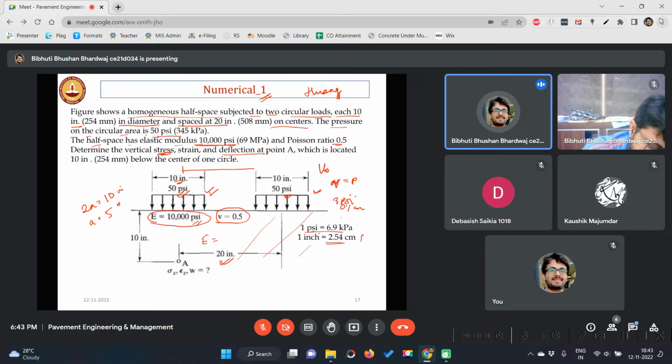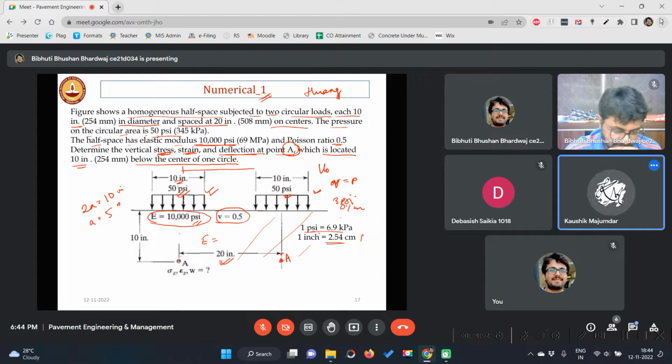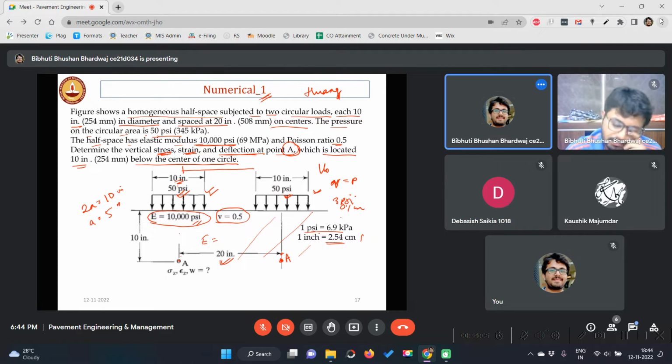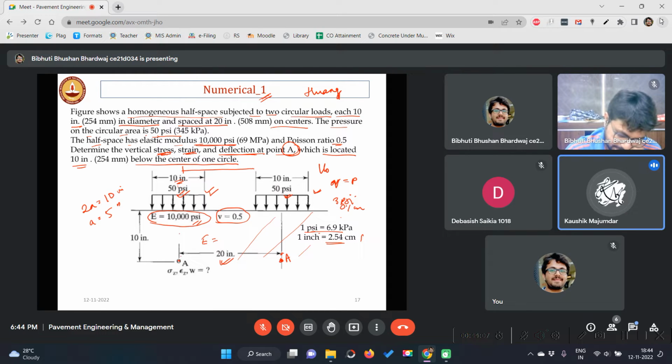Determine the vertical stress, strain, and deflection at a point A. Where is the point A? Which is located 10 inch below the center of one circle. 10 inch below one circle. Okay, here. It can be here also. Will it be different if I take it from here? If I take it here, will it be different? What do you think? What's your view on this? So it should be different, sir. Why? Why do you think so? Because the z distance you are taking is different.